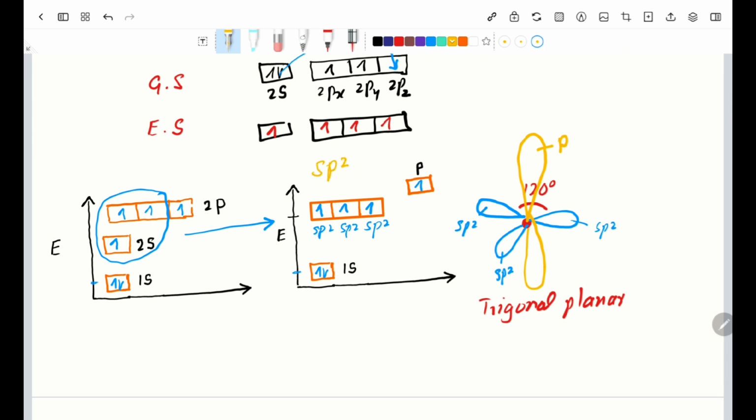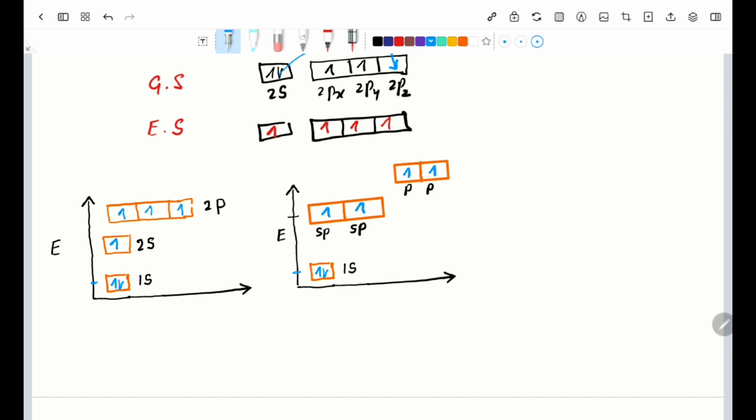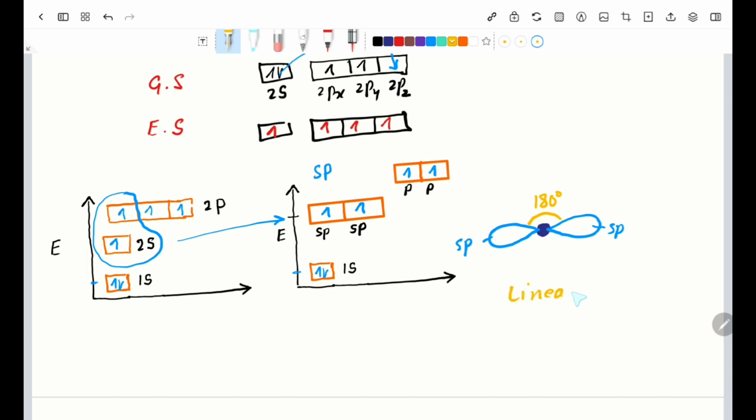The next is sp type of hybridization. In sp hybridization, one s orbital and one p orbital will mix together, giving rise to two hybrid orbitals, sp and sp, while the two unhybridized orbitals remain with their own properties. This is the sp mode of hybridization. Now showing them on the carbon nucleus, this is carbon nucleus. These two hybrid orbitals will lie at 180 degrees from one another. This is sp and this is sp, and the angle between them is 180 degrees, and this type of geometry is known as linear geometry.